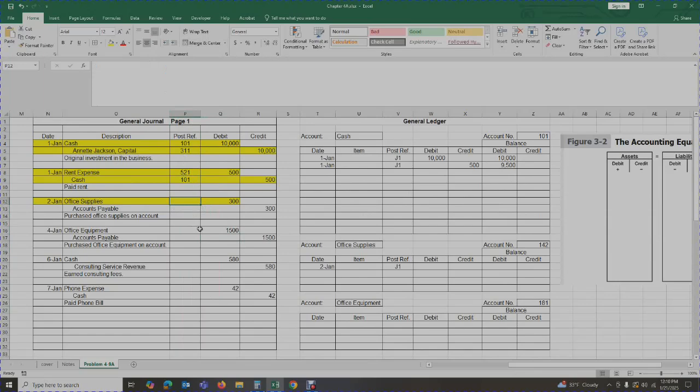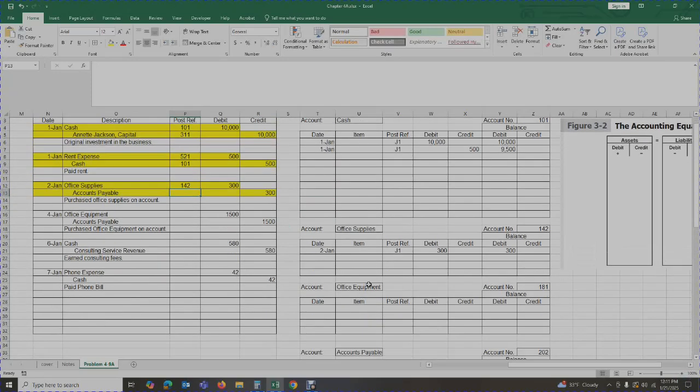Okay, so going back to office supplies, this is happening January the 2nd. We have a debit of $300. So that means my balance is a debit of $300. That is the only thing I have in my account right now. And then we have accounts payable has a credit of $300. Remember, office supplies is account number 142. Let's go back and put that in the journal.